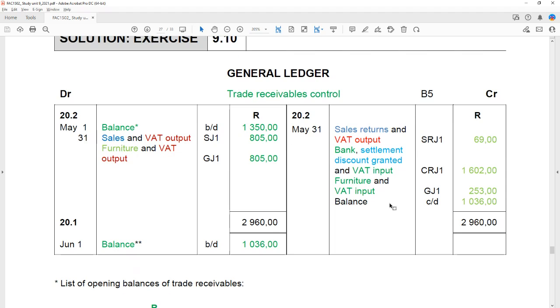And remember, my balance carried down at the end of May will become my balance brought down on the beginning of June. So 1st of June, my balance brought down will be 1036. I think this 20.1 is not correct. That must still be 20.2. But June 1 balance brought down is 1036 Rand. So 1036 will be our balance brought down.